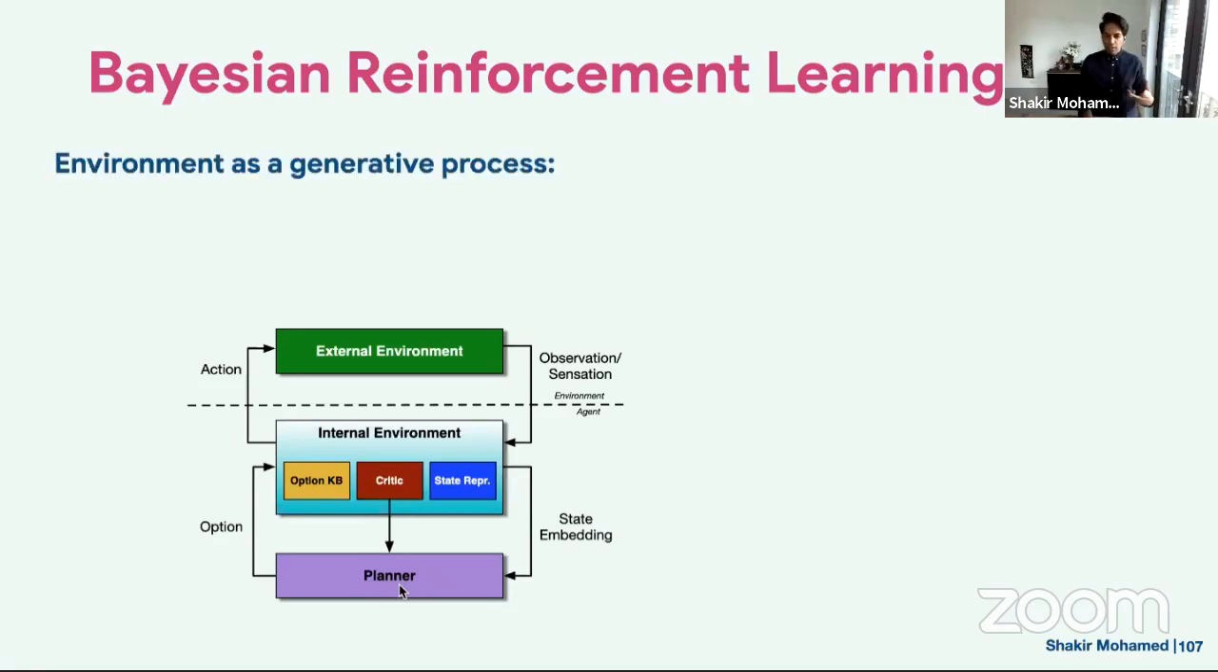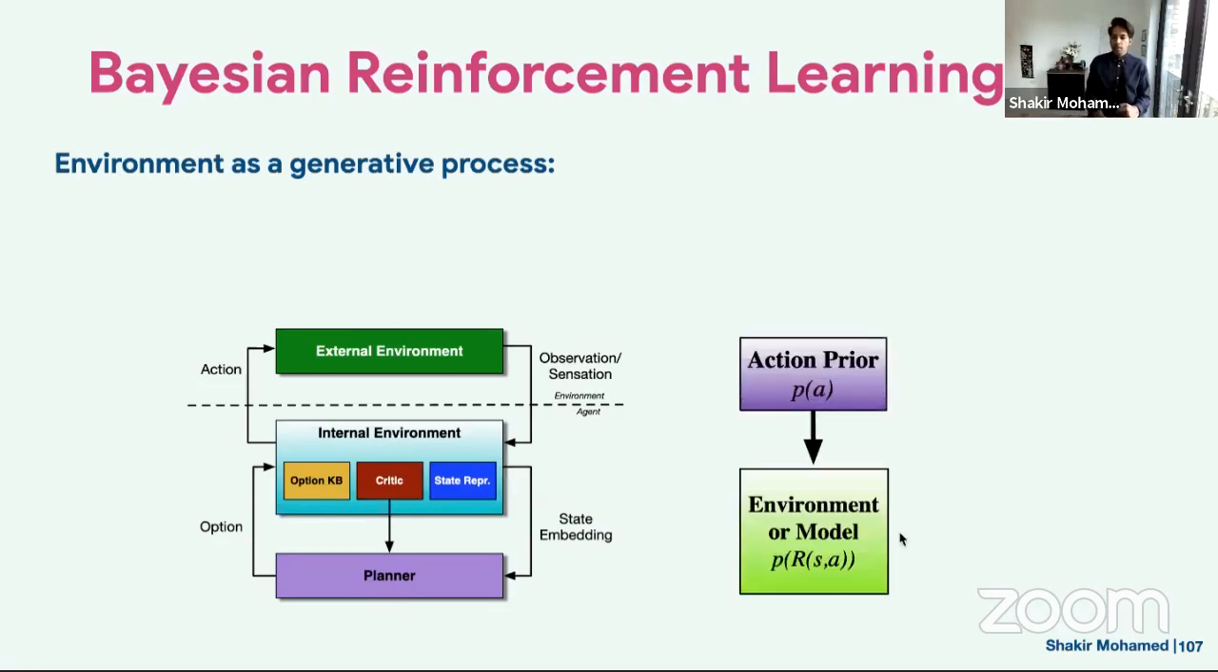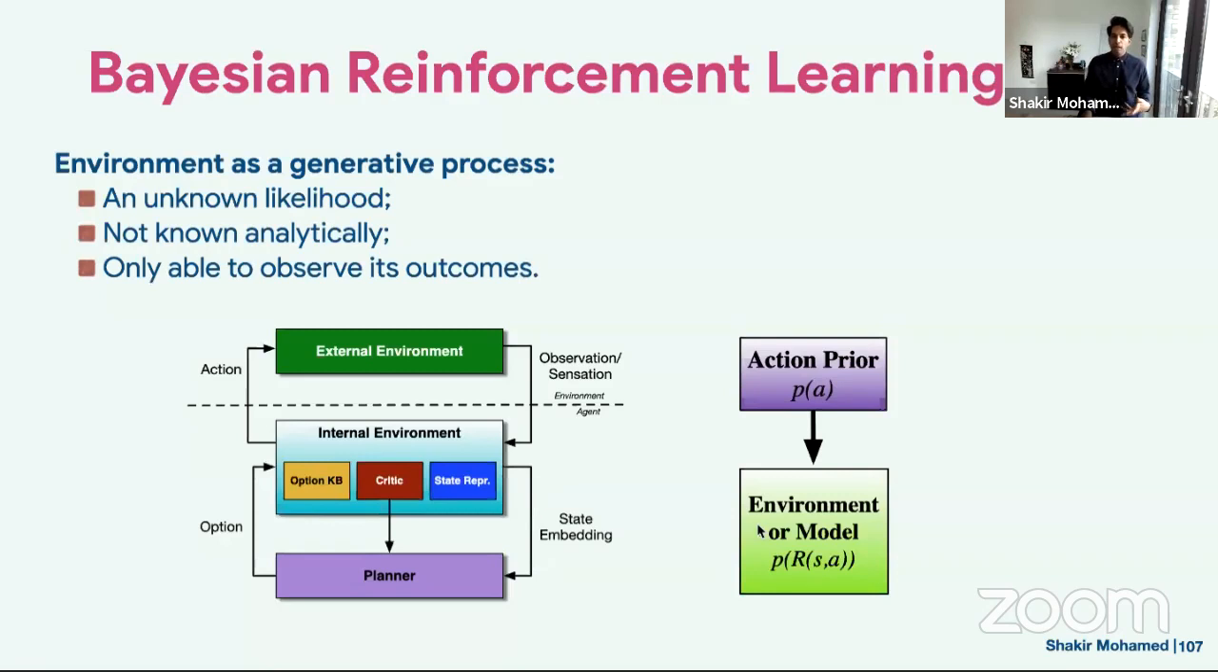As Bayesians, of course, we want to think of things through generative processes. So an environment is for us a generative process. We're going to place a prior on actions, and that prior then informs a probabilistic model of an environment. This is special because the world around us does not have a likelihood we can evaluate, so we can't know it analytically, but we can observe its outcomes. We can take an action in the world. I can move my glass from here to here, and I can see the outcomes.